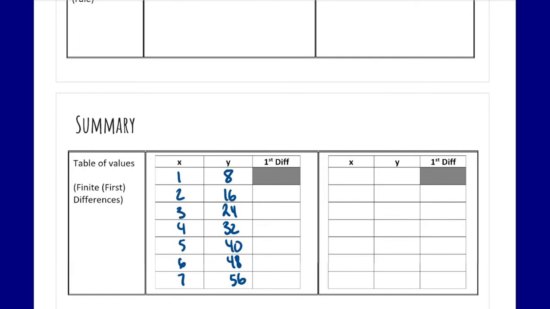For the apples, I had 1, 2, 3, 4, 5, 6, 7. I had 1, 4, 9, 16. I know the pattern, so it's going to be 25, 36, 49. So let's see if we can go back, and we'll come back to this table.